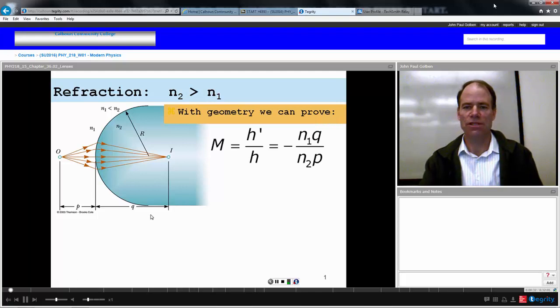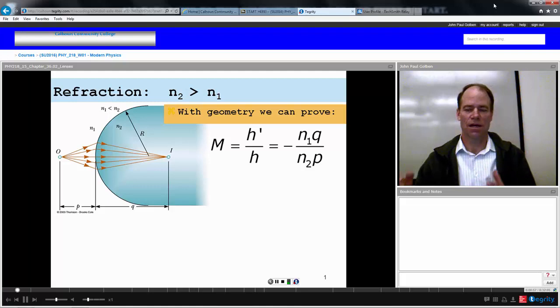With a little bit of geometry, we can prove that the magnification of our image in relation to our object, the image height, h prime, over the object height, h, will be equal to negative index 1 over index 2 times the image distance over the object distance. And the q in this case will be positive, and the object distance p will also be positive because the object is on the side of the incoming rays, originating the rays, and q is on the side of the outgoing rays.